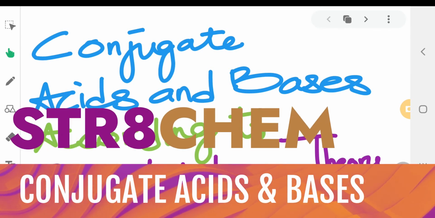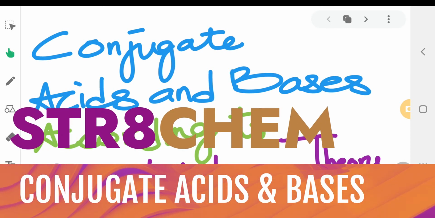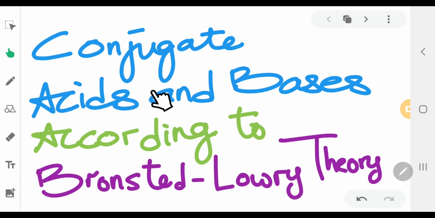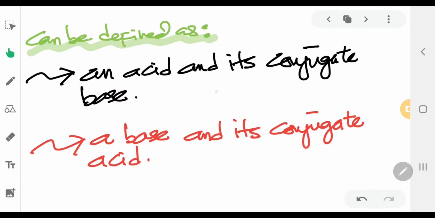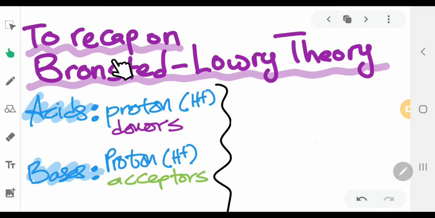An extension of the Bronsted-Lowry definition of acids and bases is the concept of the conjugate acid-base pair. It can also be defined as an acid and its conjugate base, or a base and its conjugate acid. To understand this, we have to look into what we have known about the Bronsted-Lowry theory of acids and bases.